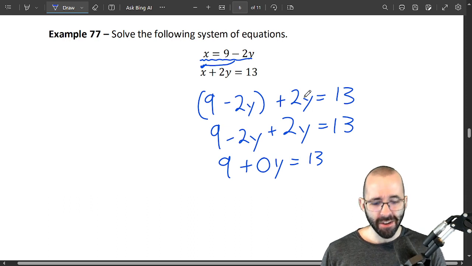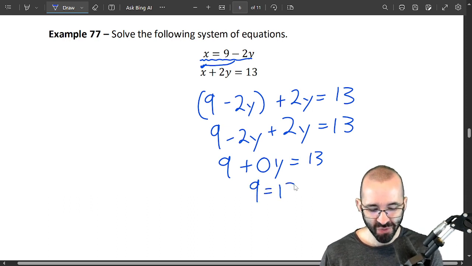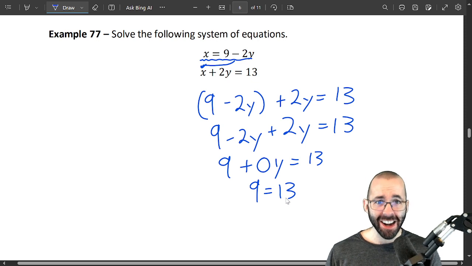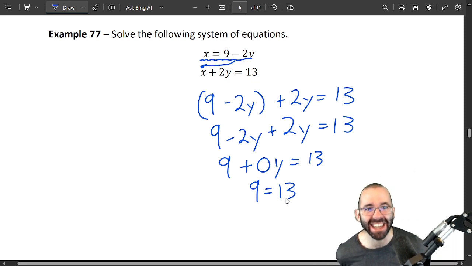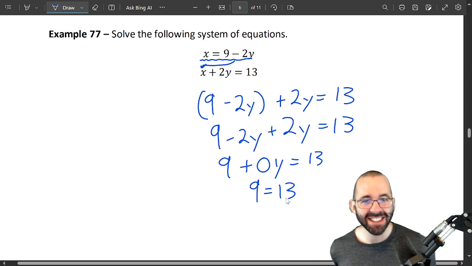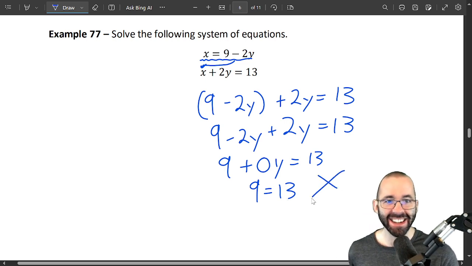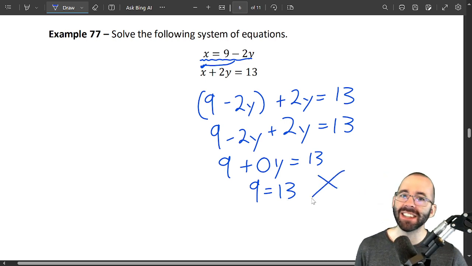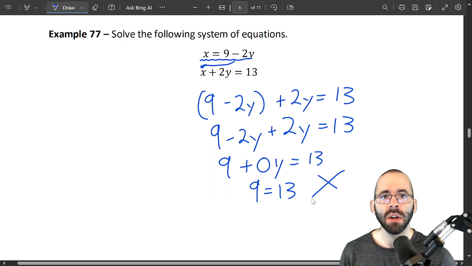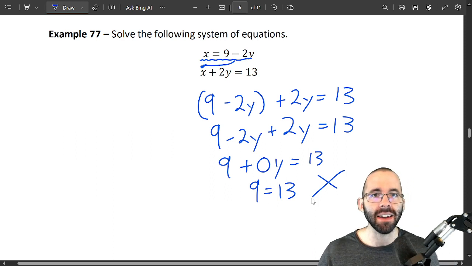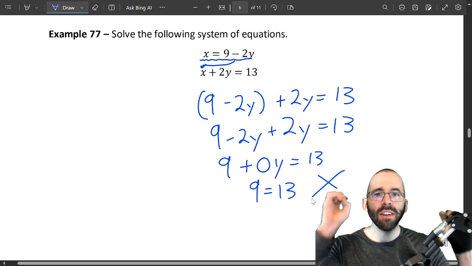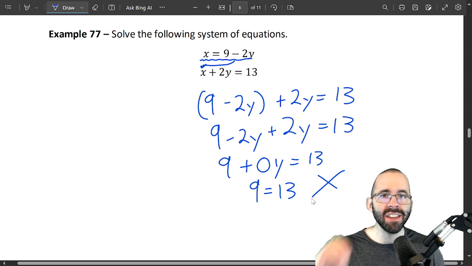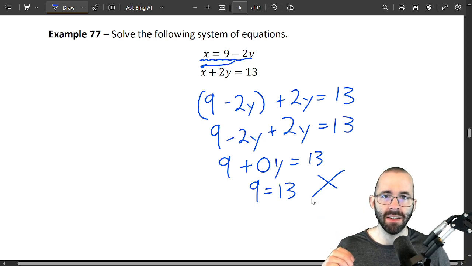I'm feeling a little uncomfortable. I'm feeling a lot of uncomfortable. What's going on here? 9 is equal to 13. No, it's not. No, siree, this is not true. So don't panic. What does a solution to a system of equations mean?